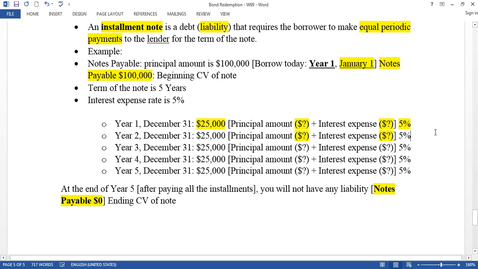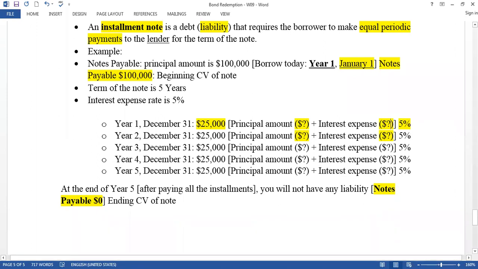Do you understand? In year one, we have two missing amounts, right? One is the principal amount, we have a question mark. We have the interest expense, we have a question mark, right? And these two together are $25,000. And the question gives you a clue that the interest expense rate is 5%. So which one do you have to calculate first? Interest expense.